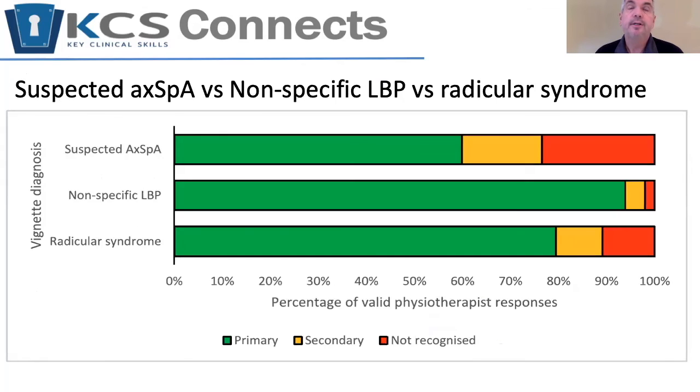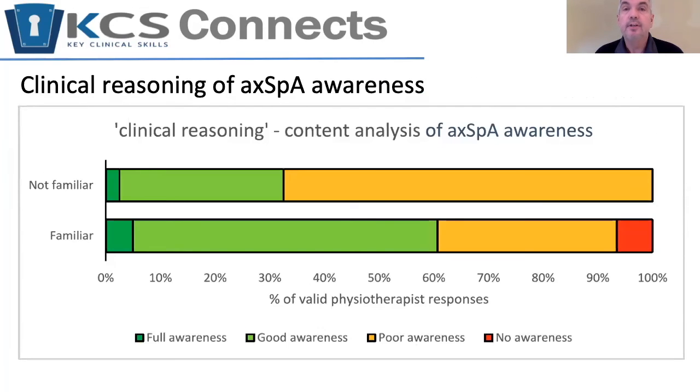This particular study gave physiotherapists a series of vignettes, and they were to try to understand whether the individual would have a suspicion of axial spondyloarthritis, non-specific low back pain, or radicular syndrome. You can see there that the ability of the physiotherapist to distinguish between these different vignettes was actually quite poor.